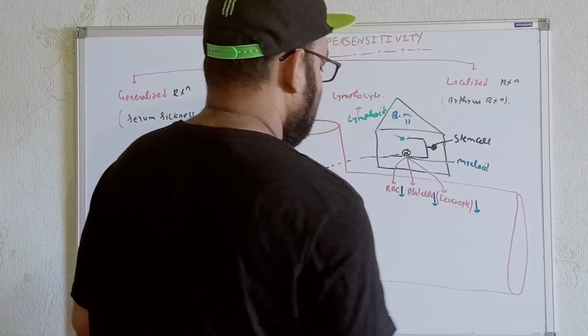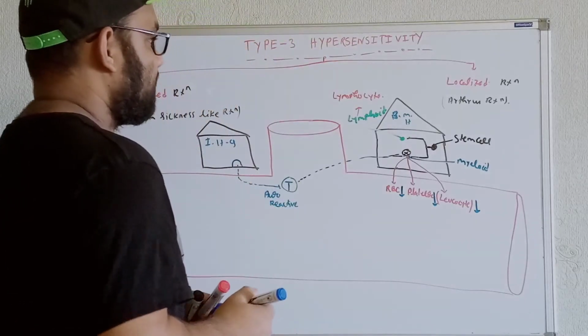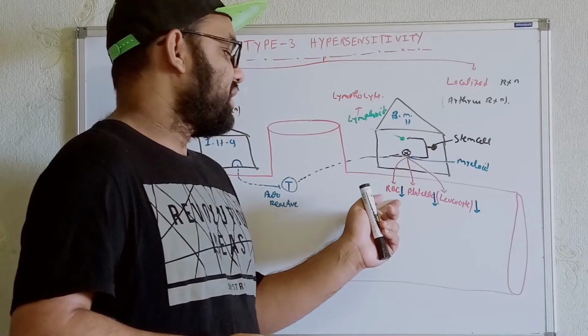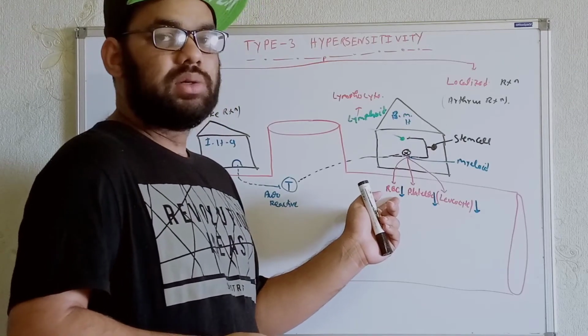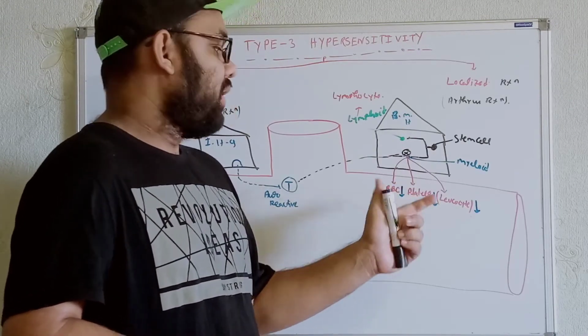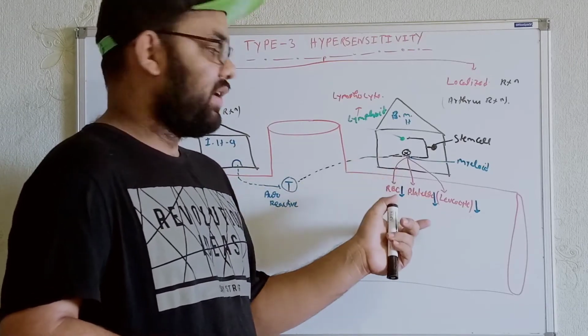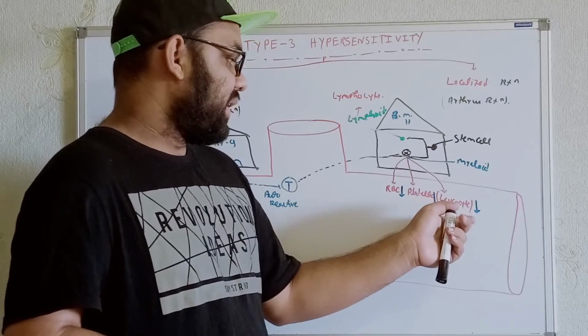Whenever you're talking in terms of these things, try to understand that whenever the RBC is going down, definitely we can consider this as what? Anemia. Whenever the platelet is going down, we can consider this situation as what? Thrombocytopenia. And whenever the leukocyte is also less, we can say leukopenia.